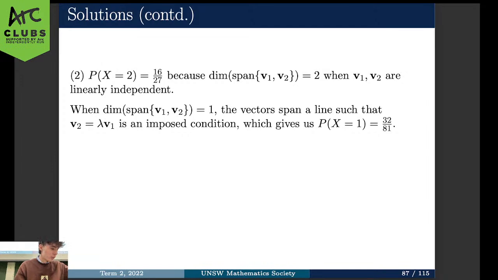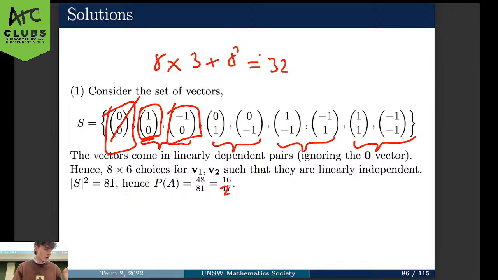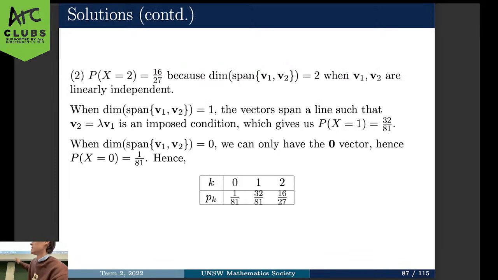And now, what about the probability of x equaling 0? In other words, the dimension of the span of the vectors is 0. That's only true if I pick the 0 vector twice. There's only one way of doing that, which gives us the probability of x equaling 0 being 1 over 81. So now, just completing out our table, we should get this distribution of probabilities.